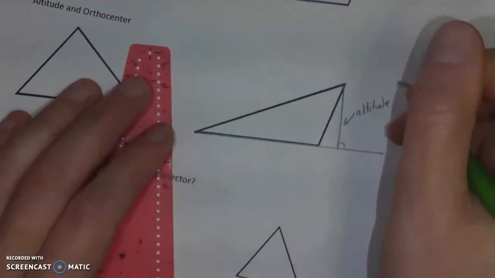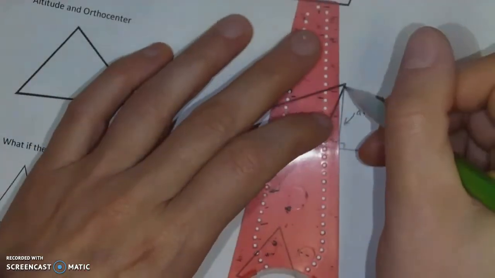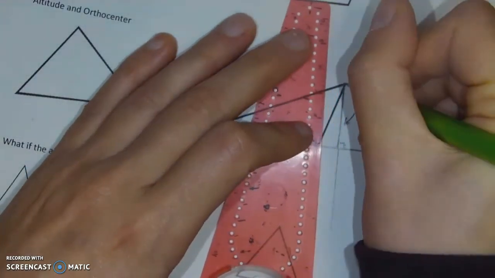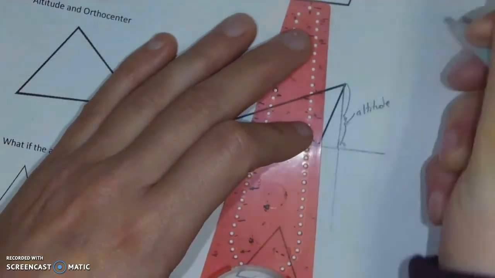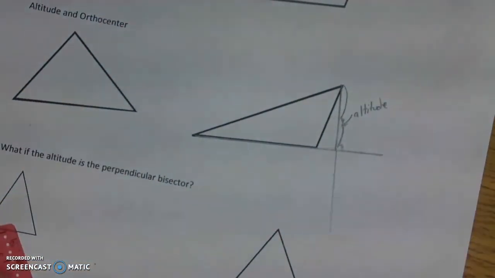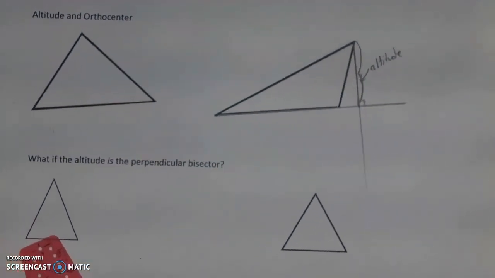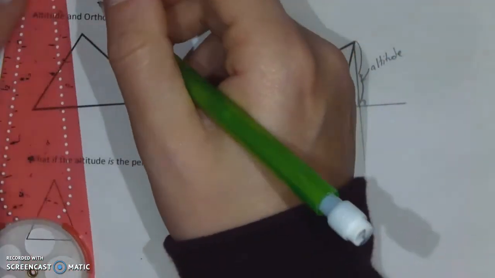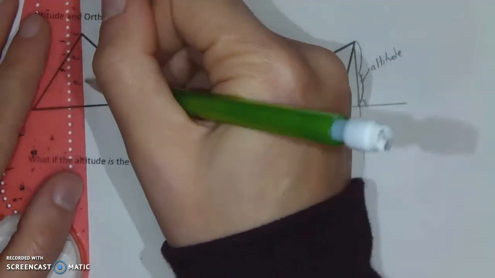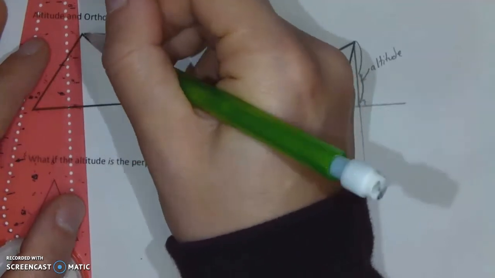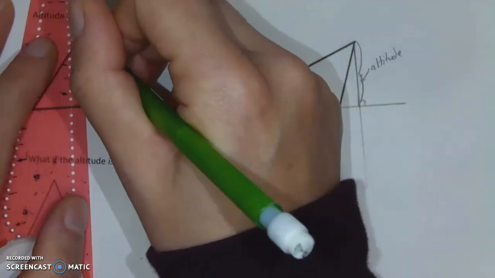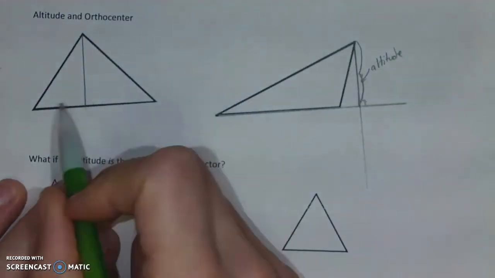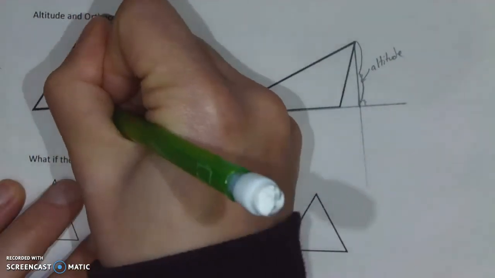Now we can, of course, extend that line down if we decided to. It doesn't need to stop there, though the altitude itself is really only the length from here to that baseline. And in these triangles, they can take place inside the triangle or they can take place outside. So for instance, this one would be inside the triangle. If I'm dropping that 90-degree angle down to this base, I'm going to end up with one that comes through at about here.